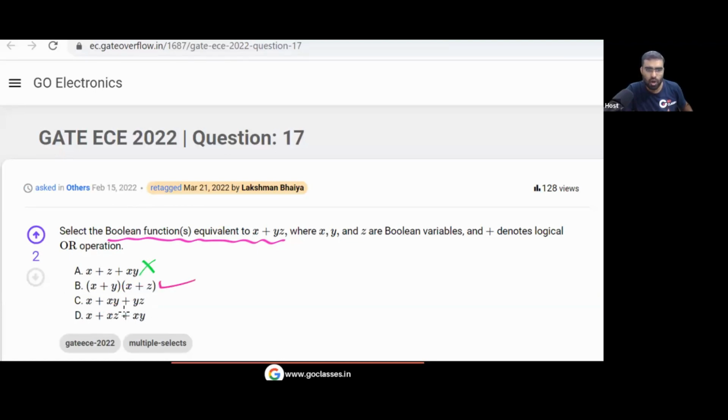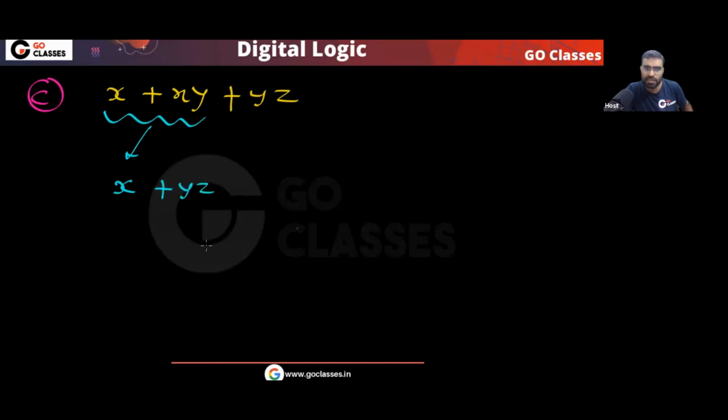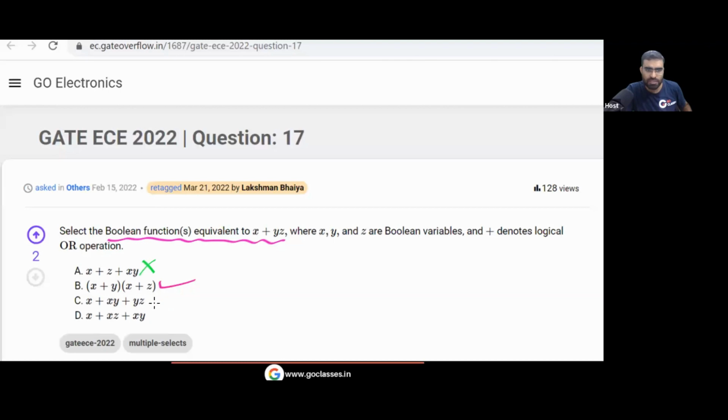What about option C? Option C is saying x + xy + yz. Again you can apply the absorption law. x + xy will become x. Remember, this absorption law is very useful: A + AB is the same as A. Finally, what we got is x + yz. So I can say option C is also correct.